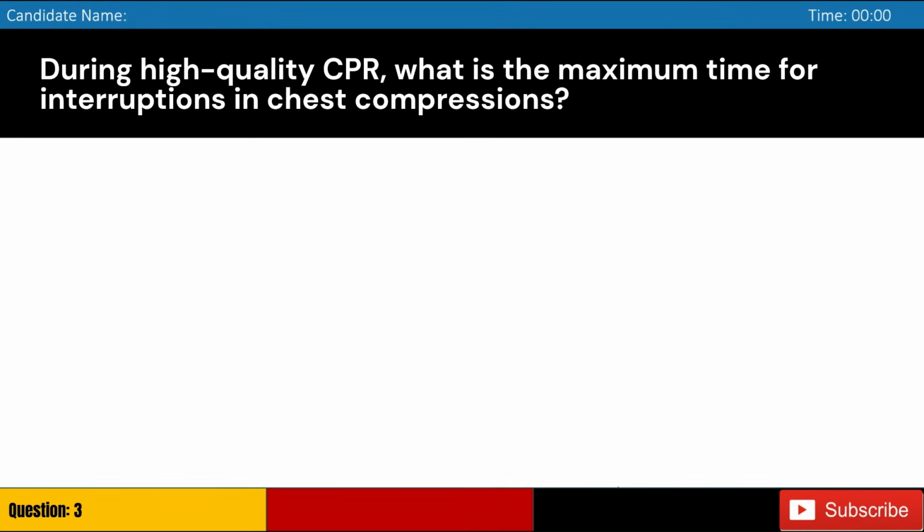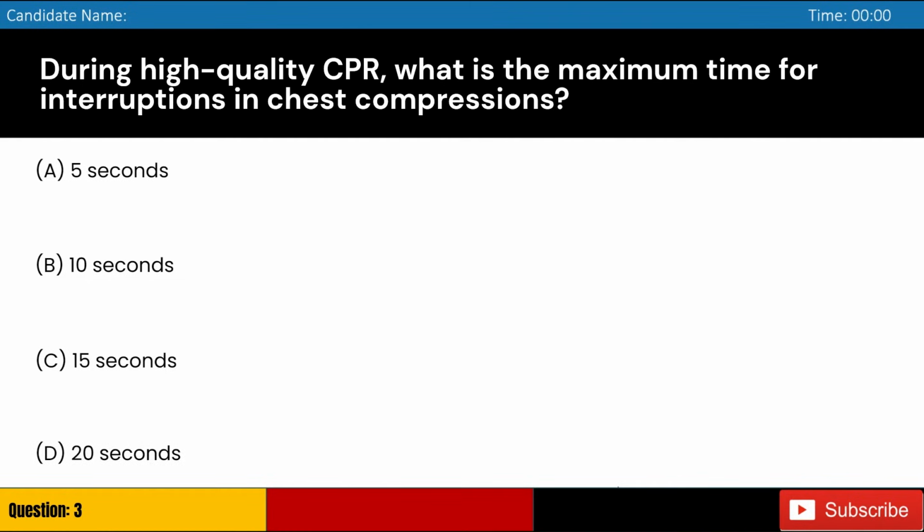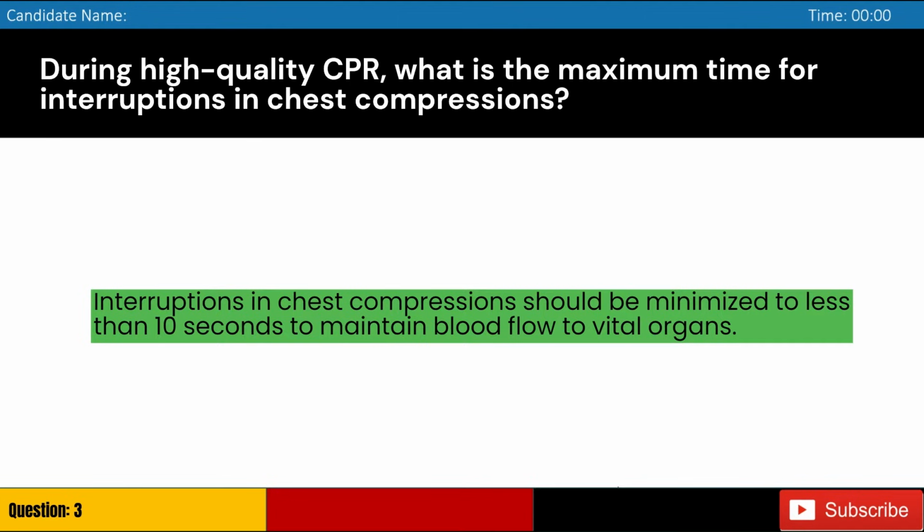During high-quality CPR, what is the maximum time for interruptions in chest compressions? A. 5 seconds. B. 10 seconds. C. 15 seconds. D. 20 seconds. Answer: B. Interruptions in chest compressions should be minimized to less than 10 seconds to maintain blood flow to vital organs.